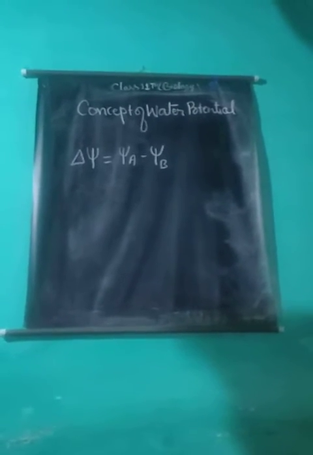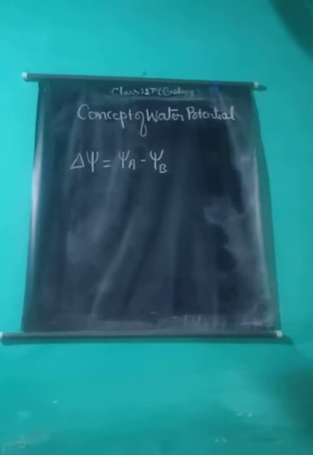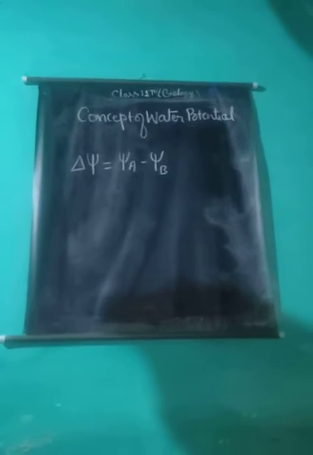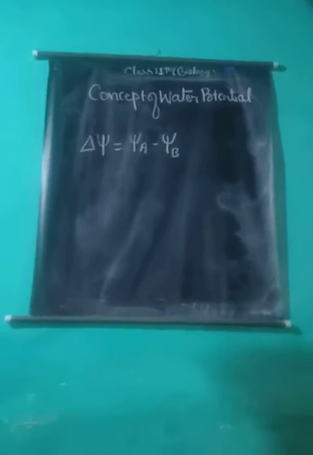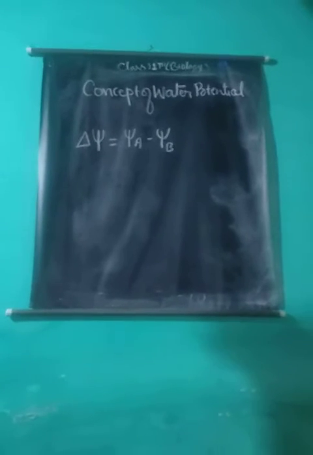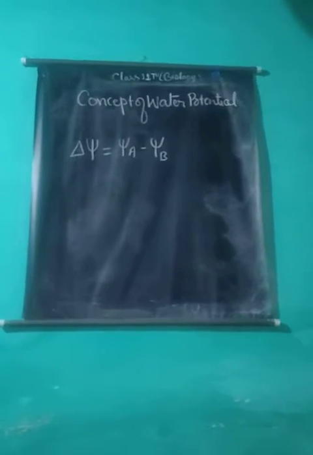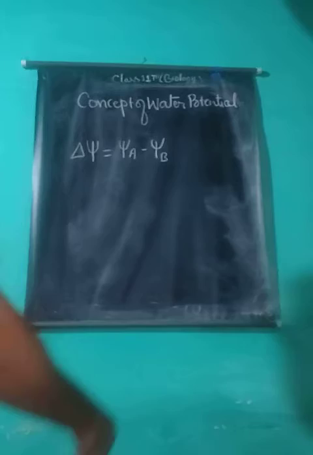If psi A is greater than psi B, the water potential difference will be positive and the water will move from A to B region. If psi B is greater than psi A, then the water potential difference will be negative and water will move from B to A region.